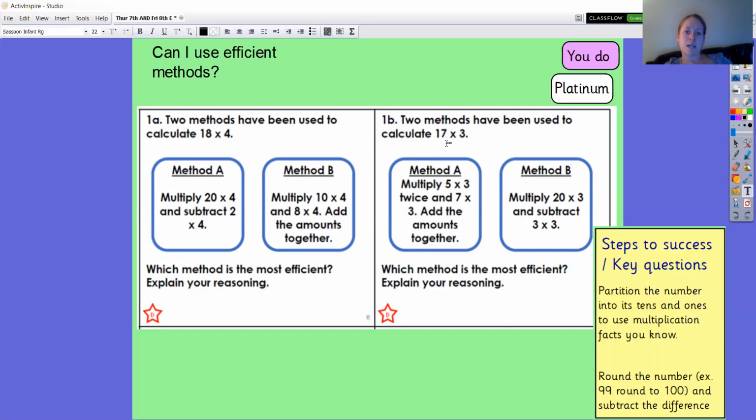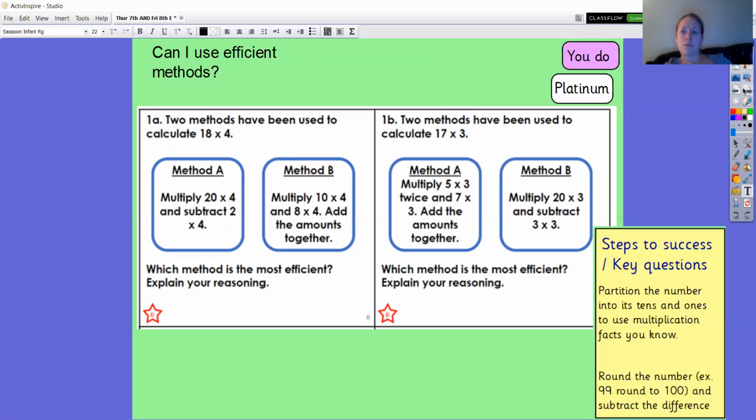And then 2 methods been used here to do 17 times 3. And again, they've done 5 times 3 twice, or you could just do 10 times 3, couldn't you? And then 7 times 3 and add the amounts together. So that's the partitioning one. And then here is the sort of rounding one where they've rounded it up to 20 and then taken off 3 lots because they only needed 17. So they had 3 too many. So have a try at those and see how you get on.